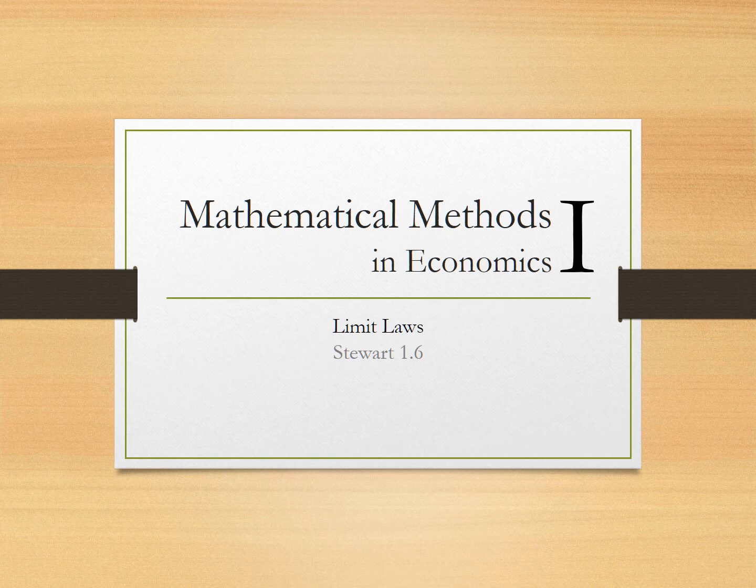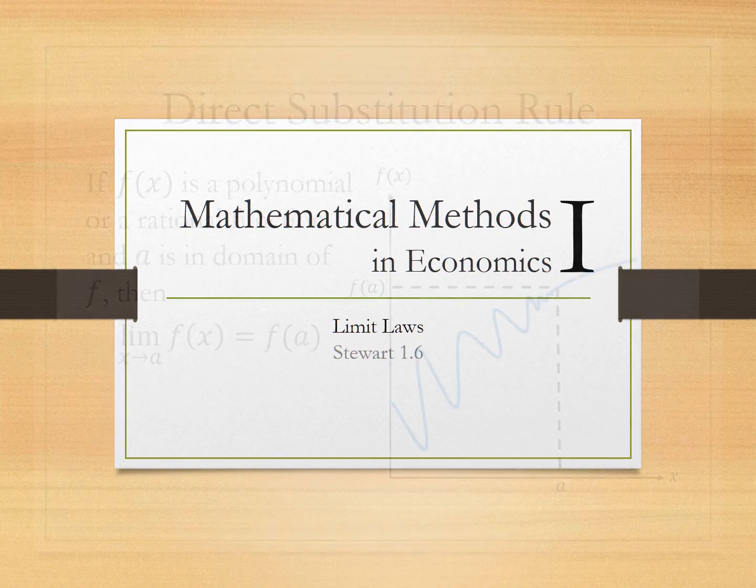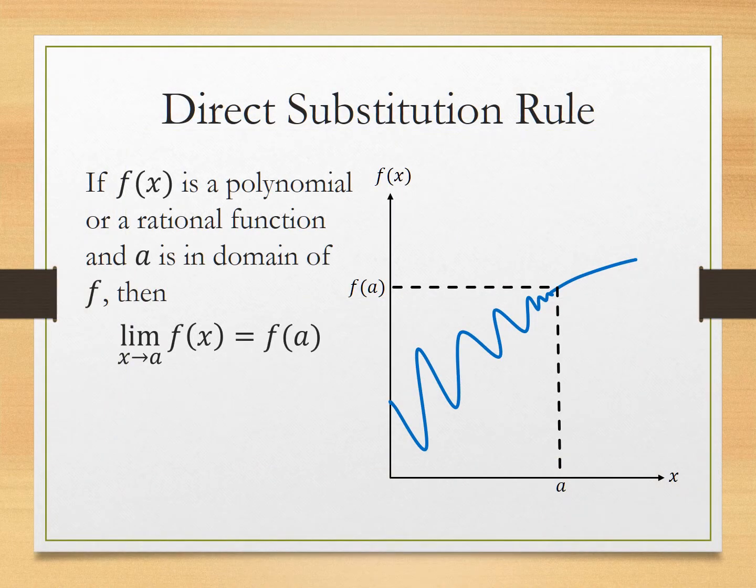So now that we have explained why we need limit, we're gonna move on to the mechanics of using limit, and that's limit laws, which is chapter 1.6 in our textbook. The most important rule that you need to remember is for polynomials and rational functions, you can directly substitute: the limit is simply the value the function takes on. So that's called a direct substitution rule. The limit of f(x) as x approaches a is f(a).